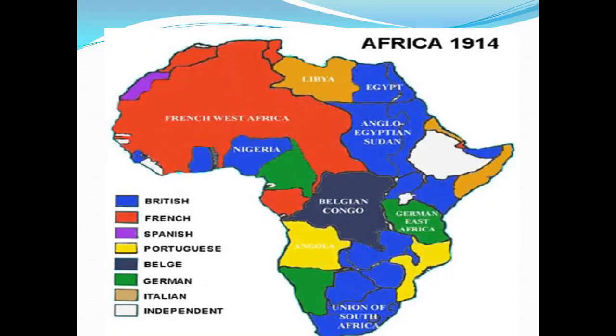So if we look at Africa in 1914, just to give you an example, based upon the colors of British, French, Spanish, Portuguese, Belgian, German, Italian, and independent, these particular countries took over the different parts of Africa and began taking over their natural resources and also exploiting them for labor as well. I'll give you a moment to look at this.